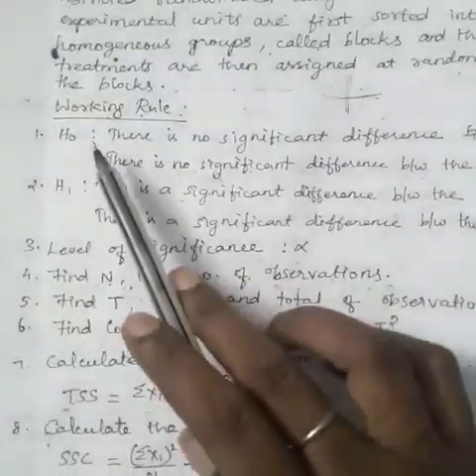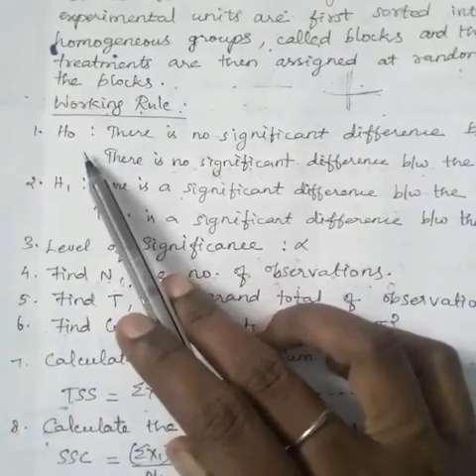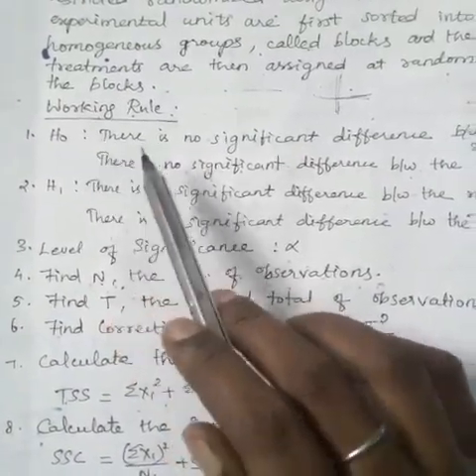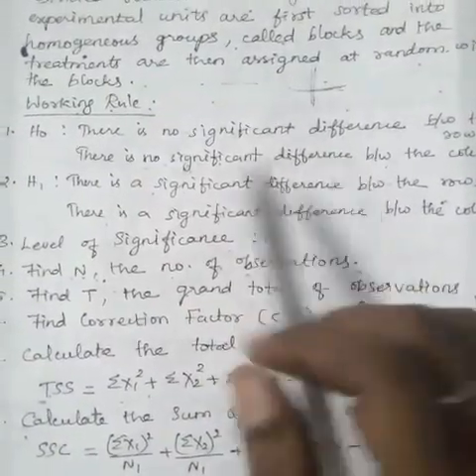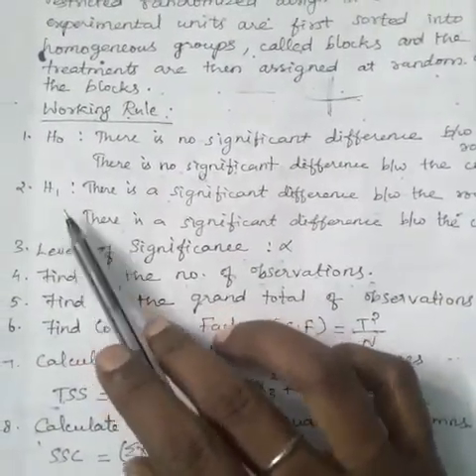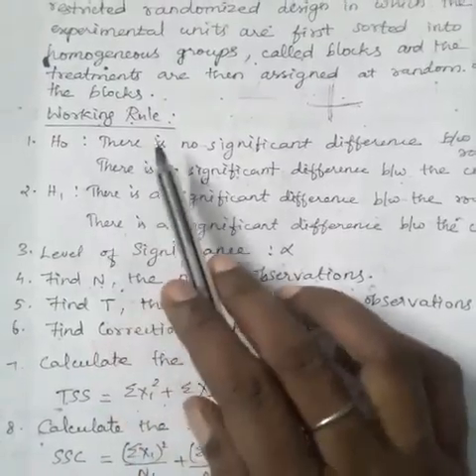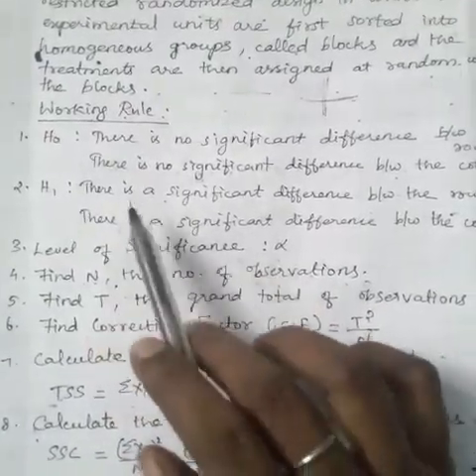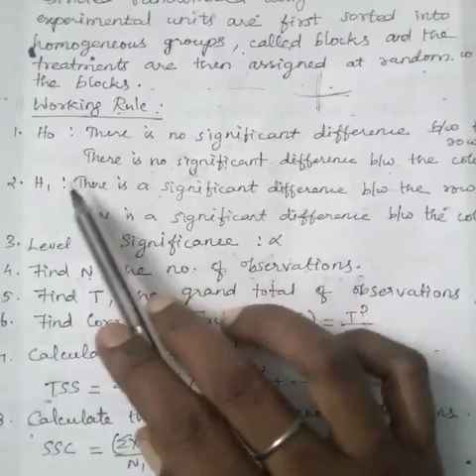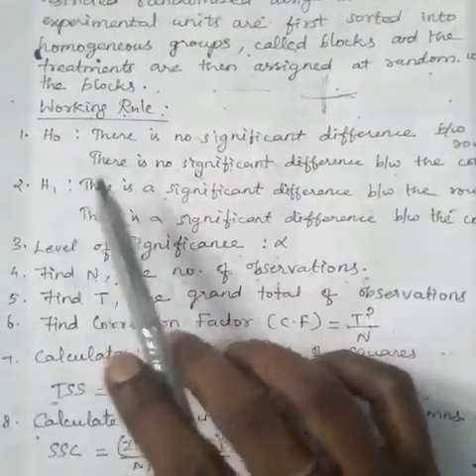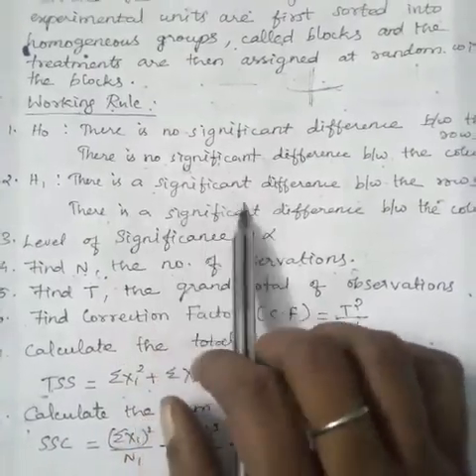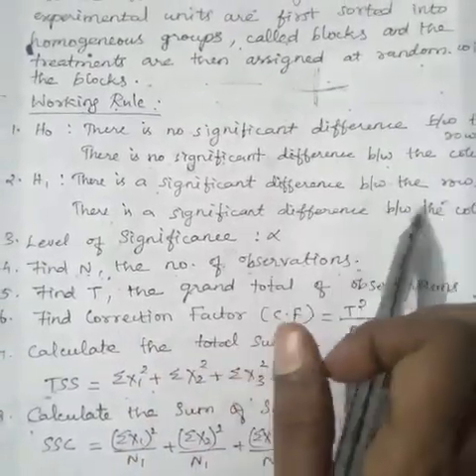Working rule. First, H naught. H naught means null hypothesis: there is no significant difference between rows and between columns. And H1, the alternative hypothesis, is the complement of H naught. So there is a significant difference between the rows and between the columns.